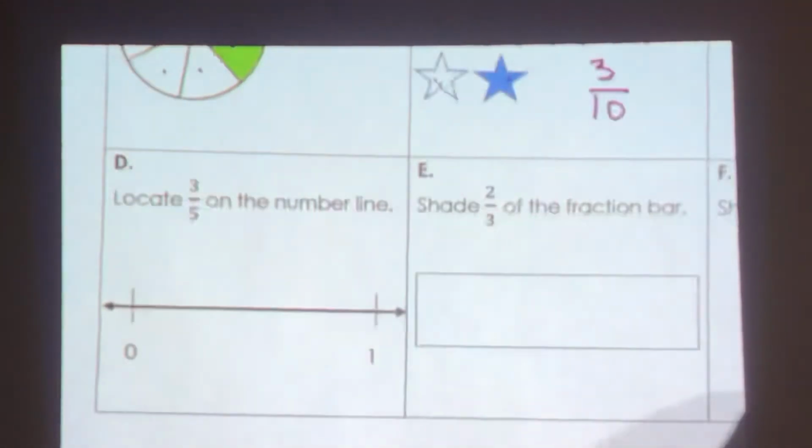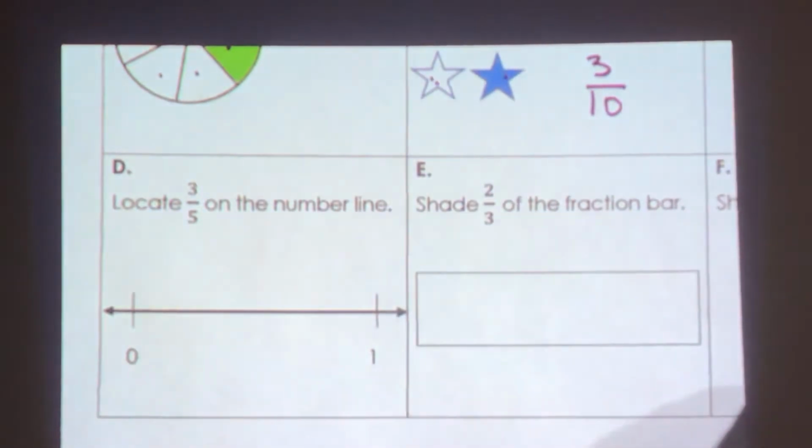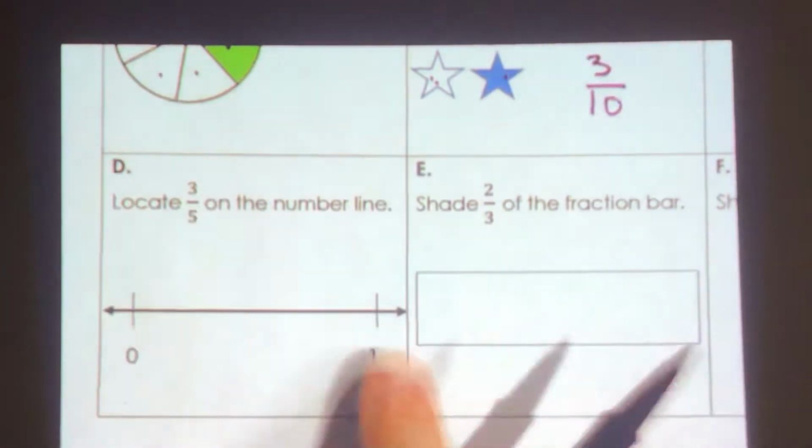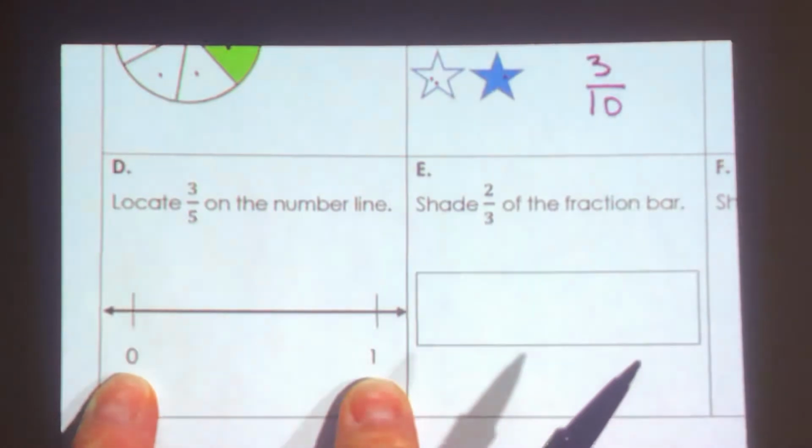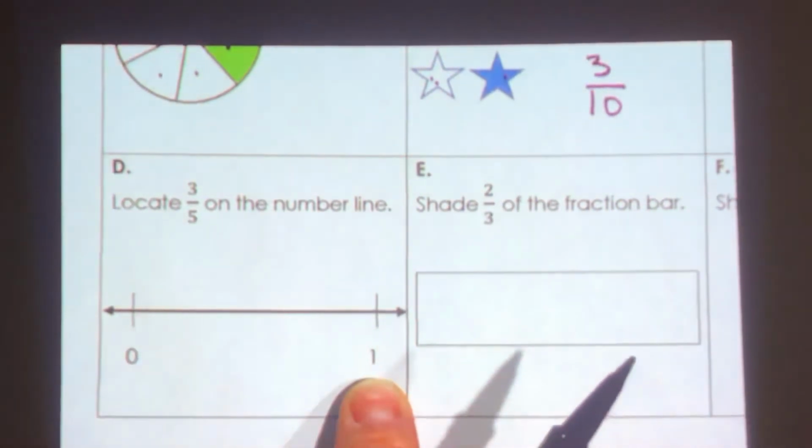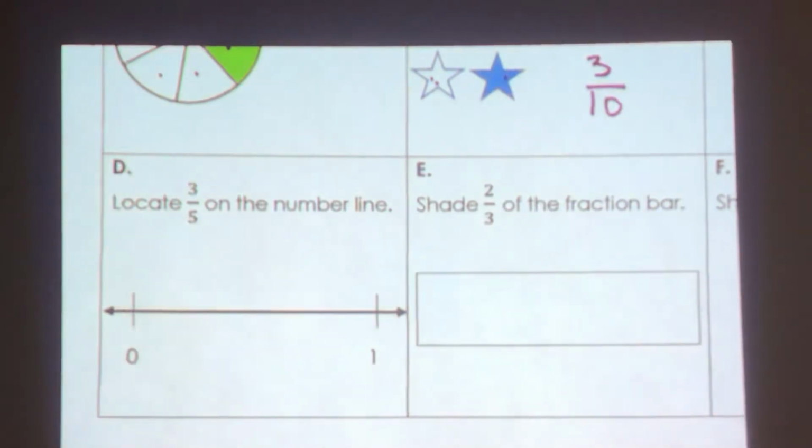Letter D says, locate 3/5 on the number line. So right now there's a 0, there's a 1. I want to show 3/5 on this number line. That means I need 5 sections between 0 and 1. So that means I'm going to need to draw 4 lines in order to get 5 sections.